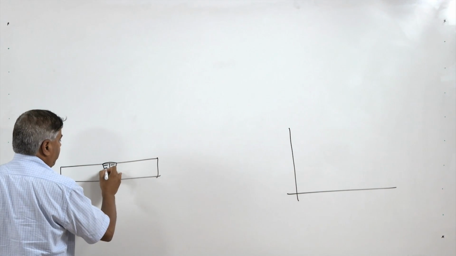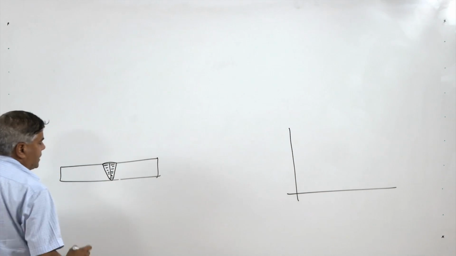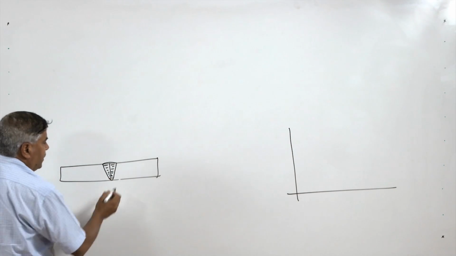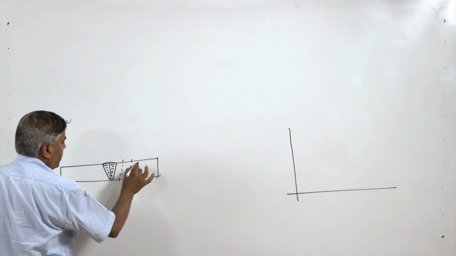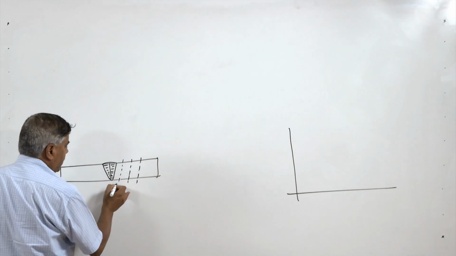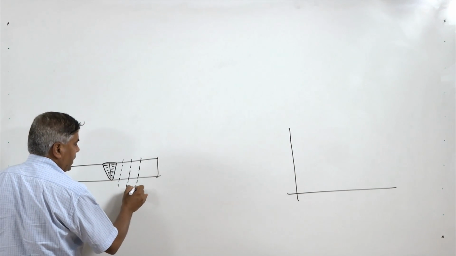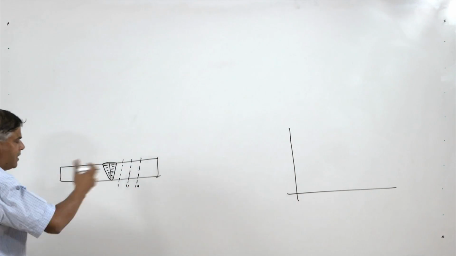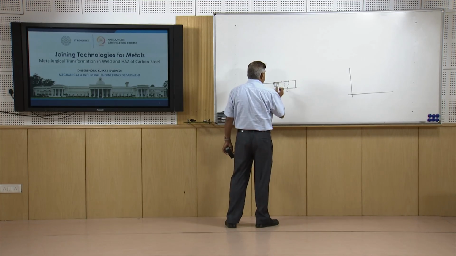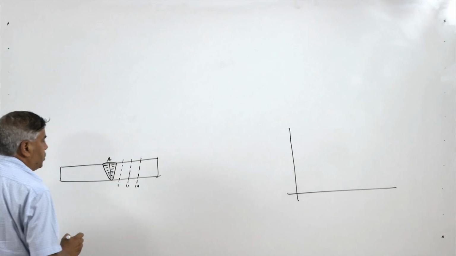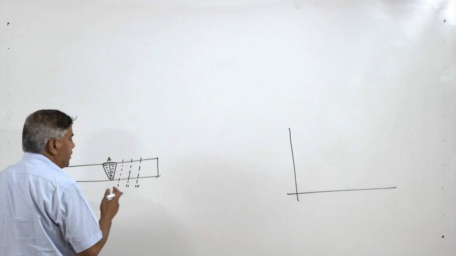So, this is the weld zone. Then there will be different zones which will be experiencing different temperatures. So, consider here 3 locations, 1, 2 and 3, at increasing distance from the fusion boundary, and there is one location A in the weld zone. All 3 locations will be experiencing different temperatures and different holding times.